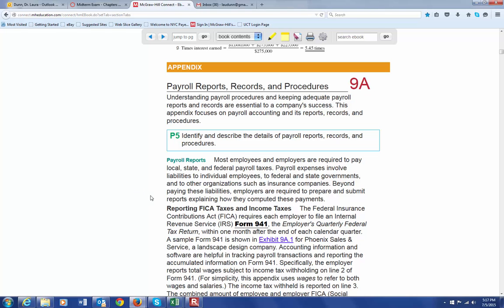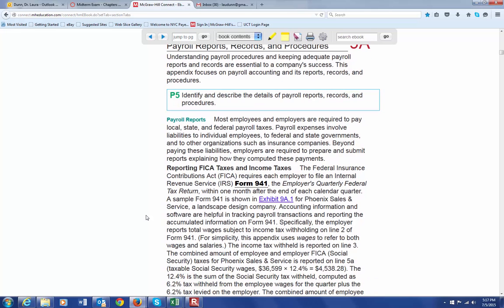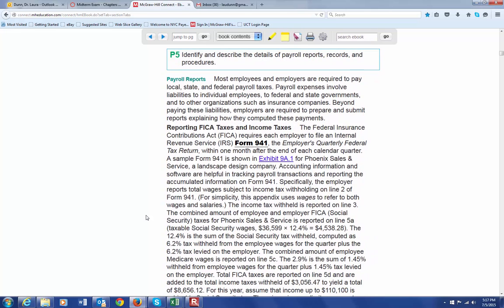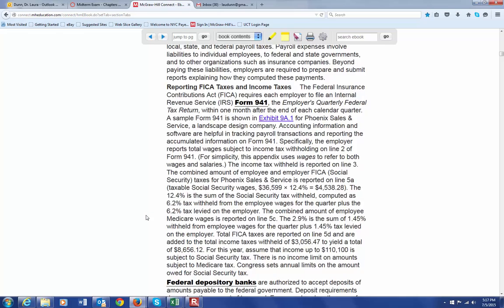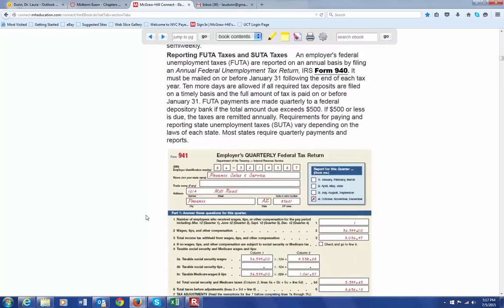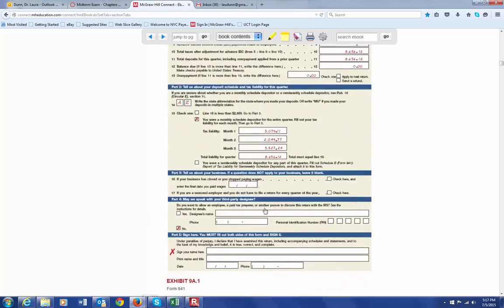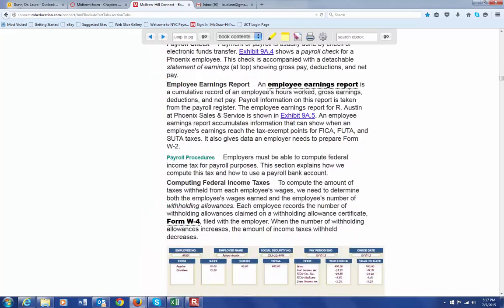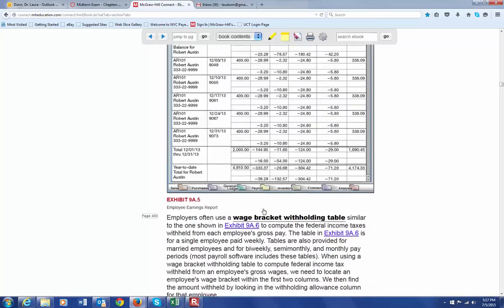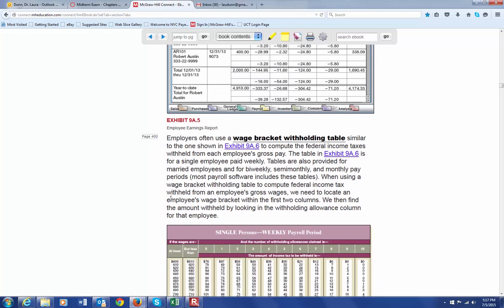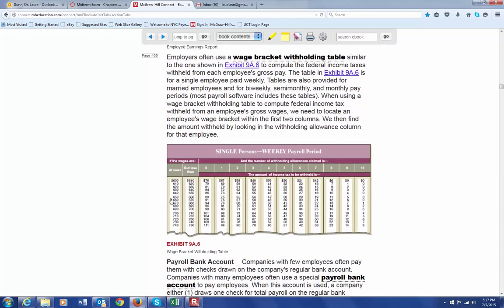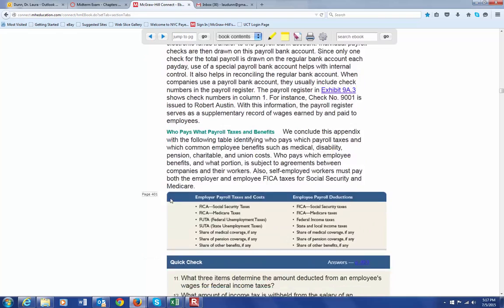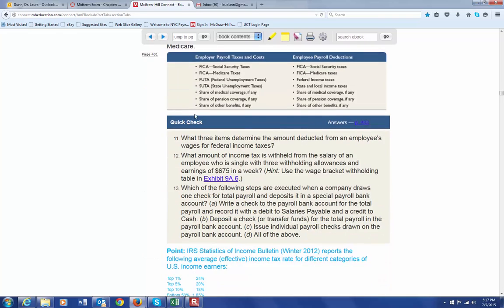You can get hit with some pretty severe penalties just for missing deadlines, even if you pay everything you're supposed to pay. I'm not going to take the time to go through this whole thing because it's pretty detailed, but if you have an interest in being a bookkeeper or eventually an accountant or have your own company, this is important stuff, and they do a pretty good job of summarizing it all.